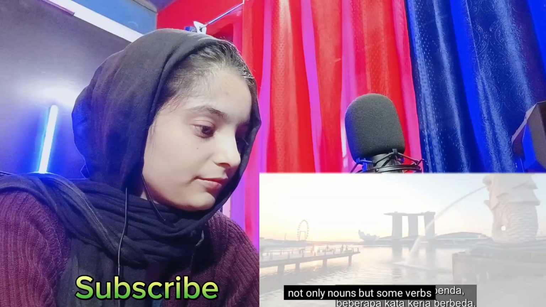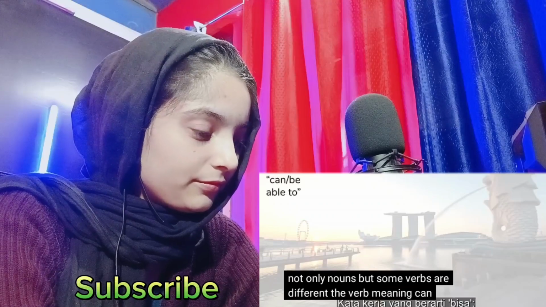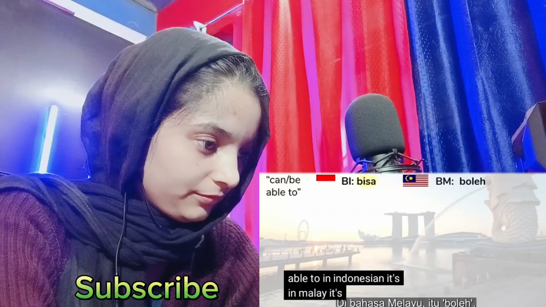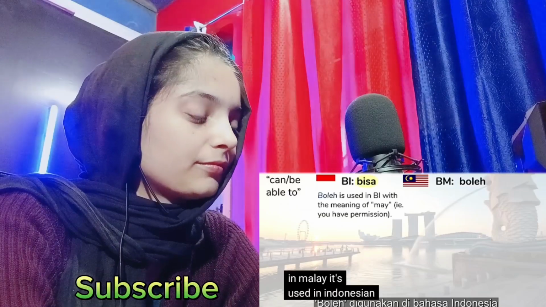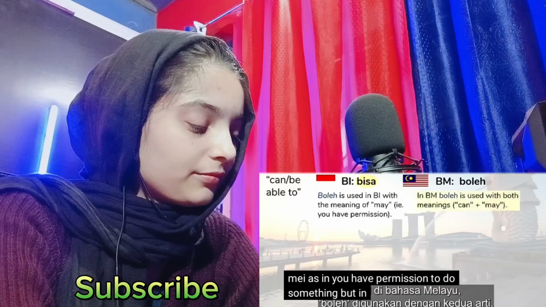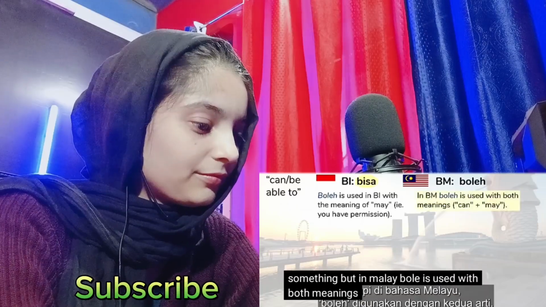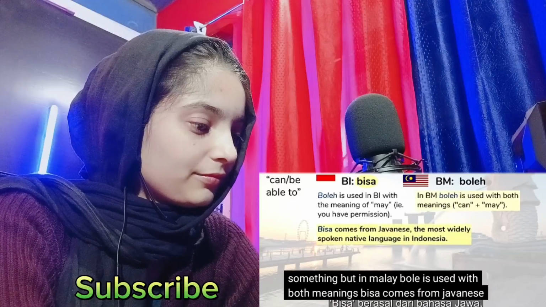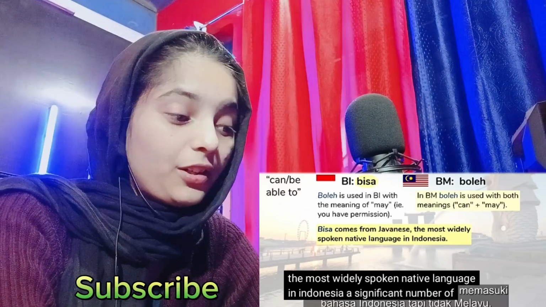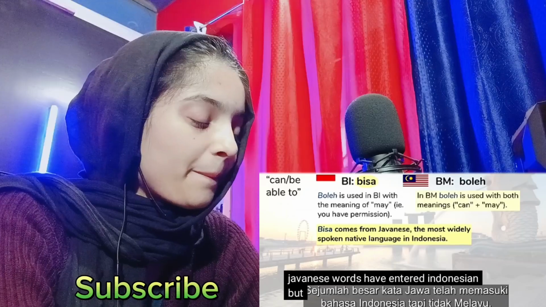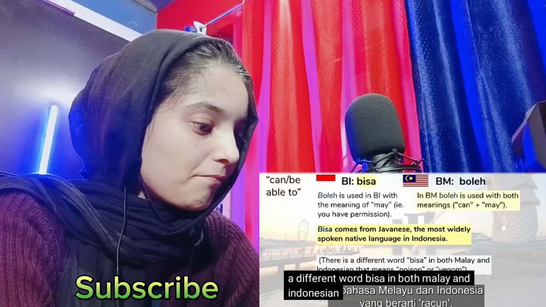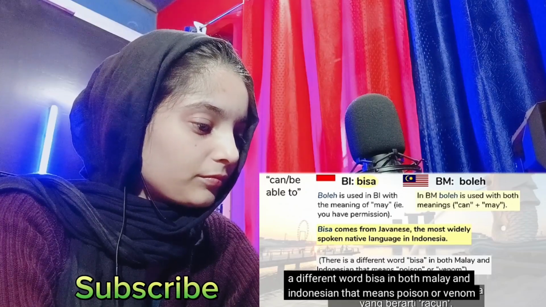Not only nouns, but some verbs are different. The verb meaning can or be able to. In Indonesian, it's Bisa. In Malay, it's Boleh. Boleh is used in Indonesian with the meaning of may, as in you have permission to do something. But in Malay, boleh is used with both meanings. Bisa comes from Javanese, the most widely spoken native language in Indonesia. A significant number of Javanese words have entered Indonesian, but not Malay. I should note that there's a different word, bisa, in both Malay and Indonesian that means poison or venom.